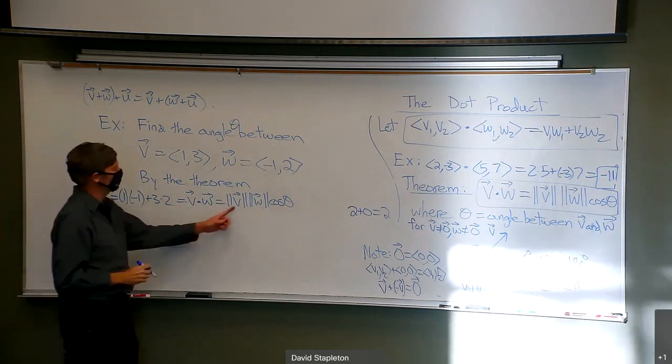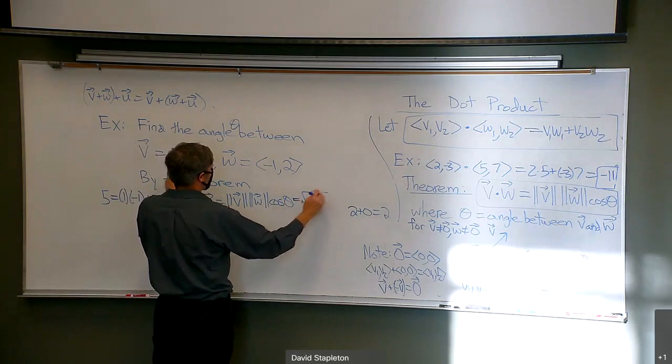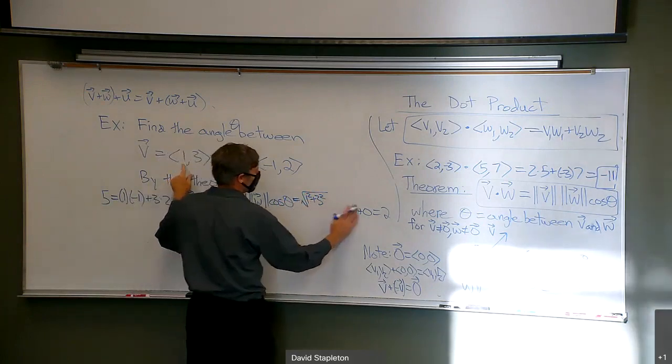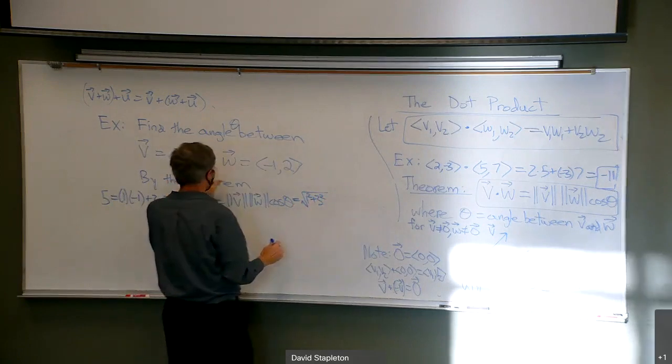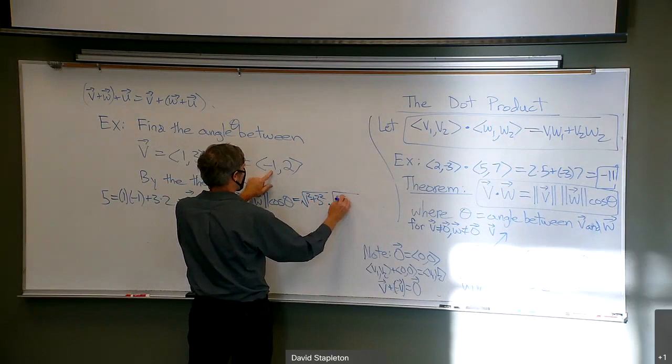Now, what's the length of V? The length of V is the root sum square of its components. Square root of 1 squared plus 3 squared, right? What's the length of W? Square root sum square of its components. Square root of minus 1 squared plus 2 squared.